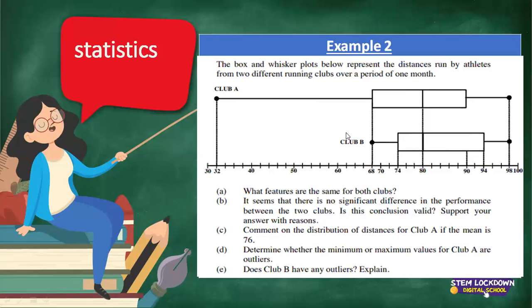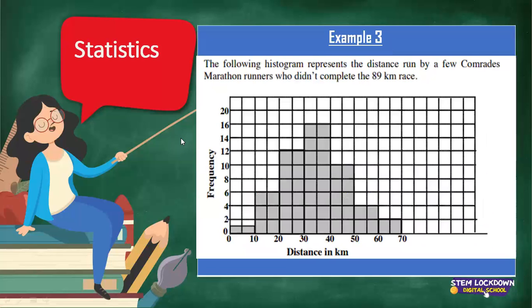So looking at the box plot for Club B, there is no outlier for Club B. There is no particular value here that's too big or too small compared to the rest of them. So there's no outlier for Club B. Okay, I hope you understand what I'm explaining.